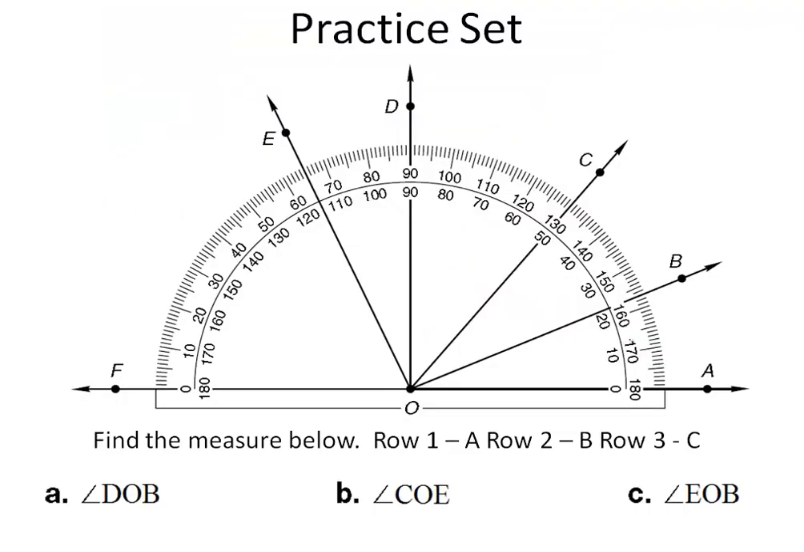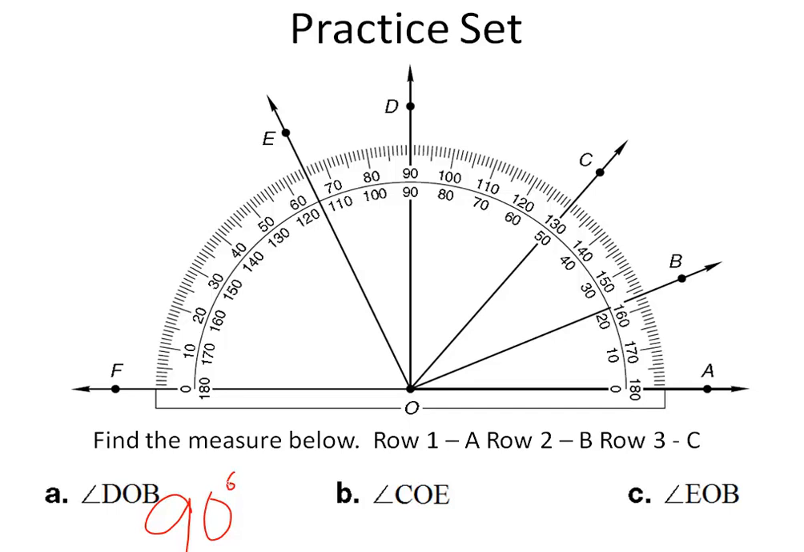So here's a practice set. I want you to tell me what measure is DOB. Write that down on a piece of paper. What is measure COE? And also find the measure of EOB. See if you can do that. And then start the video up again. AOD is 90 degrees. It's a 90 degree angle.